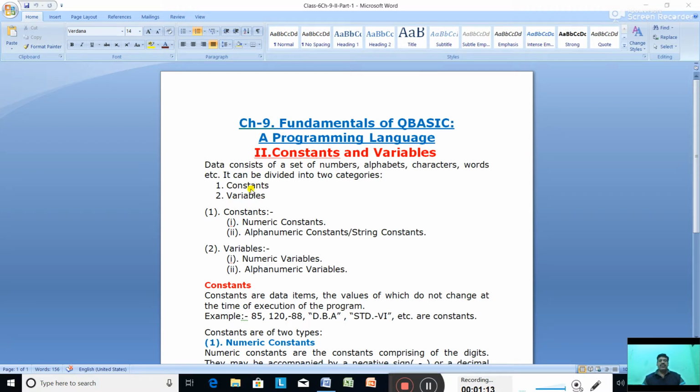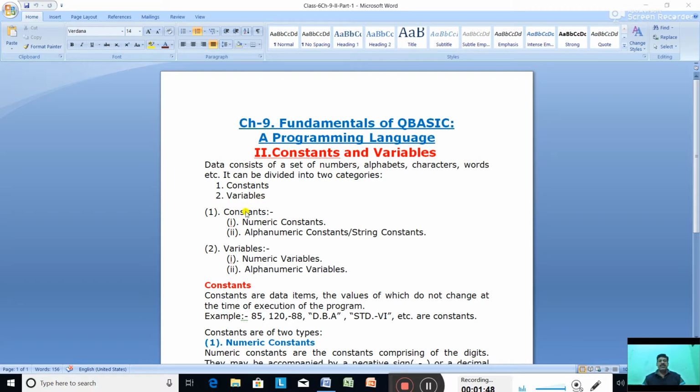Constants means fixed, which do not change its value, which do not change its meaning during the execution of the program. They never change its value, its meaning. Variable means changeable. The changeable data are called variables. So constant means fixed, which cannot change its value during the time of execution of the program, and variable means which can change its value.